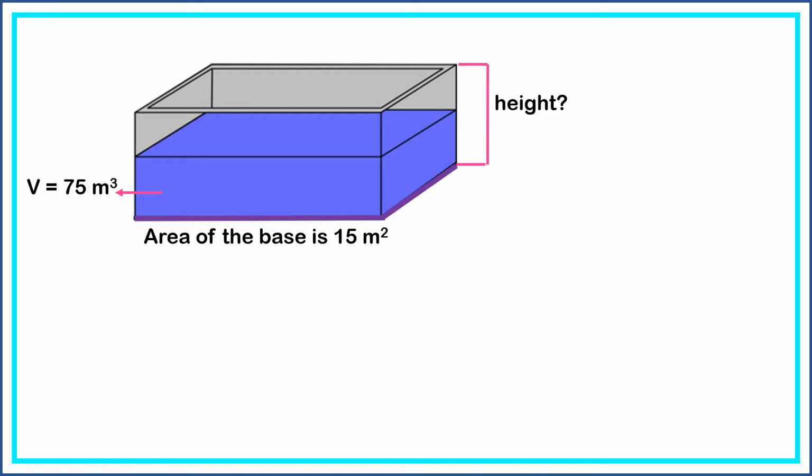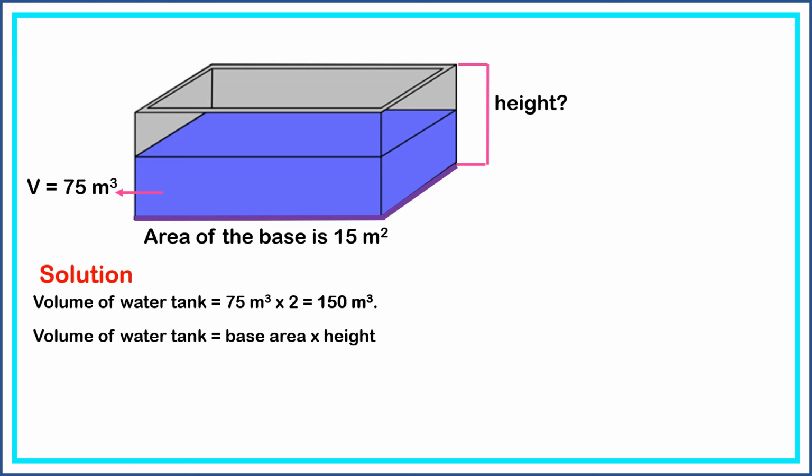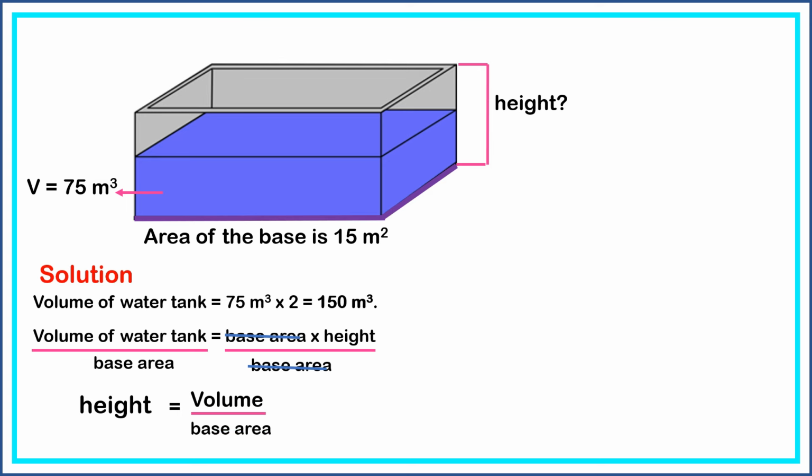So, how are we going to solve? Okay, we're going to find the volume of the water tank. First, we all know that the volume of the water is only half of the volume of the water tank. So, we're going to multiply 75 cubic meters by 2, and the volume of the water tank is equal to 150 cubic meters. Then we're going to find the height. Volume of the water tank is equal to base times height. Then to find the height, we're going to divide both sides of the equation by the area of the base. So, area of the base is cancelled and the remaining item at the right side is height. So, to find height, we're going to divide volume by the area of the base.